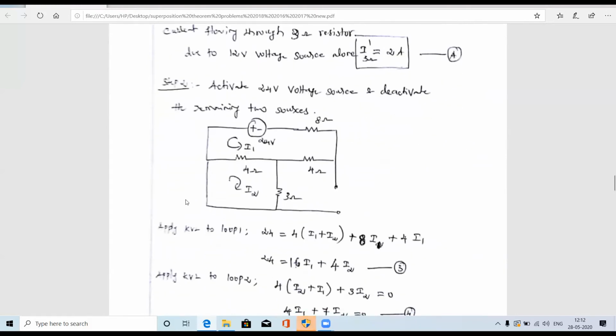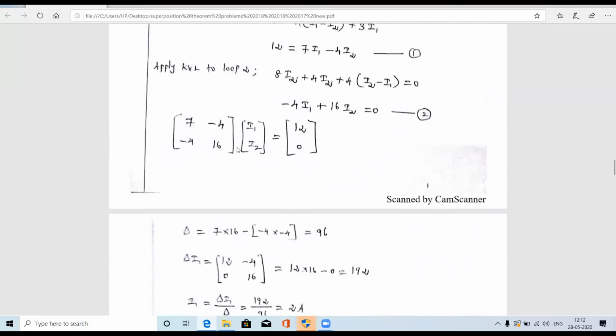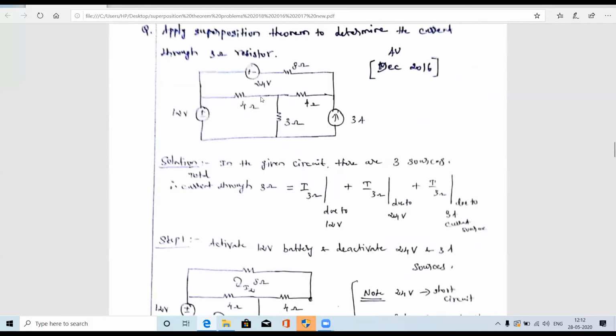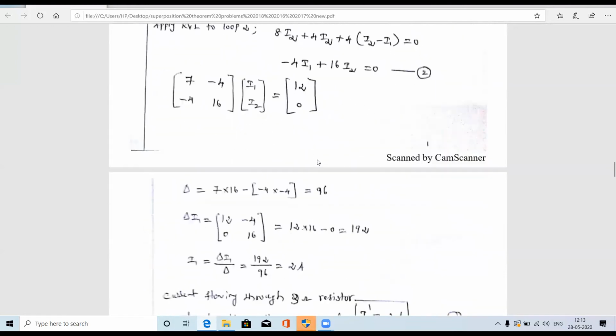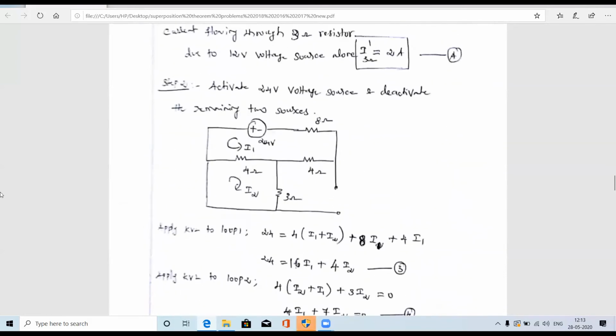Then step number 2. In step number 2, this is the given circuit. In this circuit, we have to activate this 20 volt battery and we have to deactivate these 2 sources. While deactivating the 12 volt battery, it becomes a short circuit, and the current source becomes an open circuit. So now you see the resultant diagram like this. We are activating this 20 volt battery. In the place of the 12 volt battery, you replace with a short circuit. In the place of the current source, it is an open circuit.